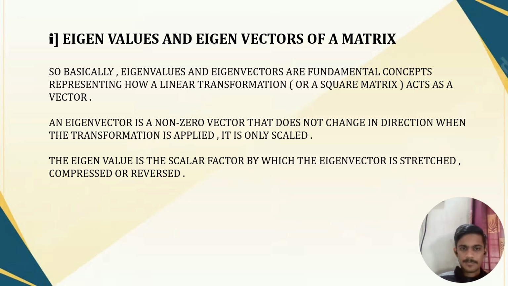Basically, eigenvalues and eigenvectors are fundamental concepts for representing how a linear transformation or a square matrix acts on a vector. An eigenvector is a non-zero vector that does not change in direction when the transformation is applied. It is only scaled. The eigenvalue is a scalar factor by which the eigenvector is stretched, compressed, or reversed.